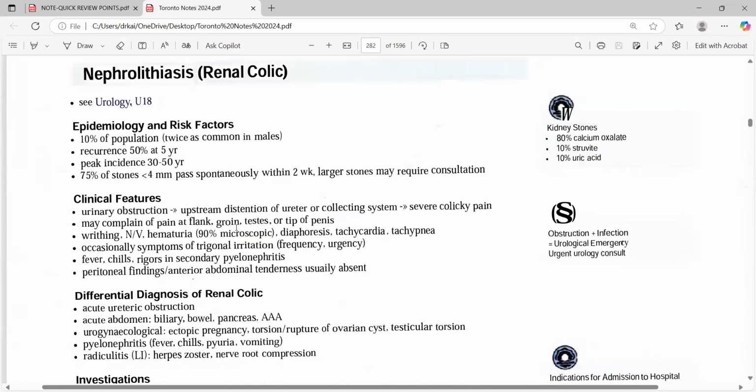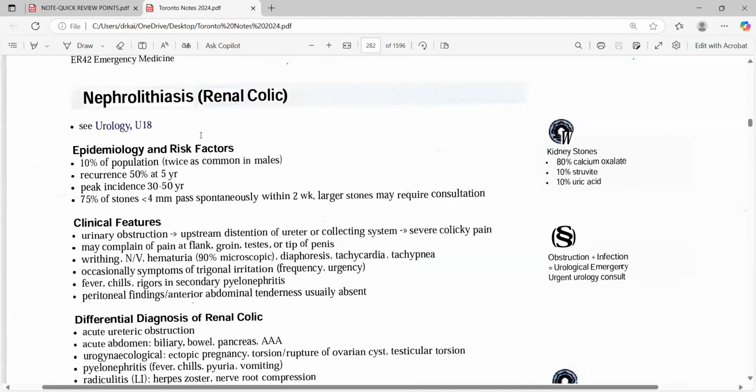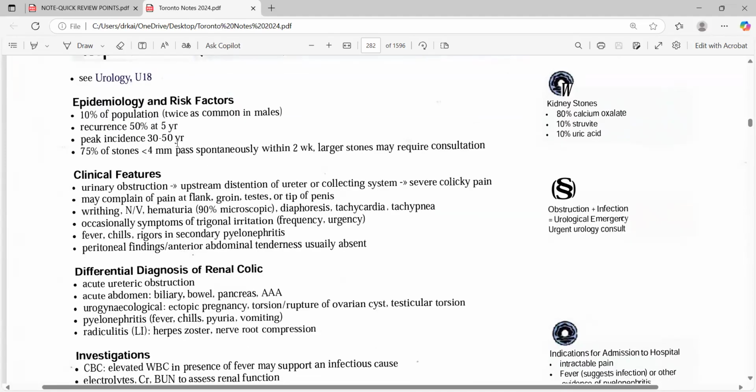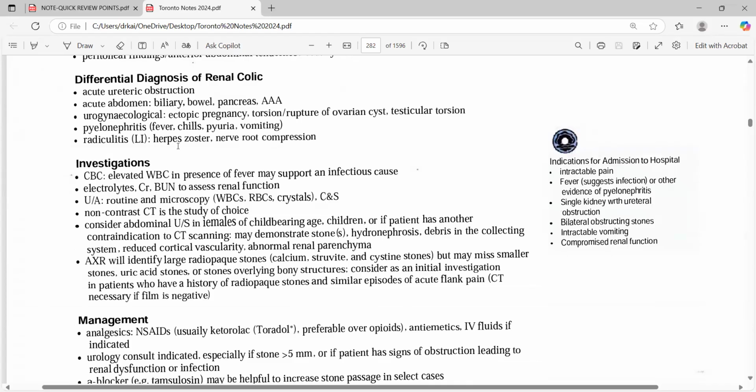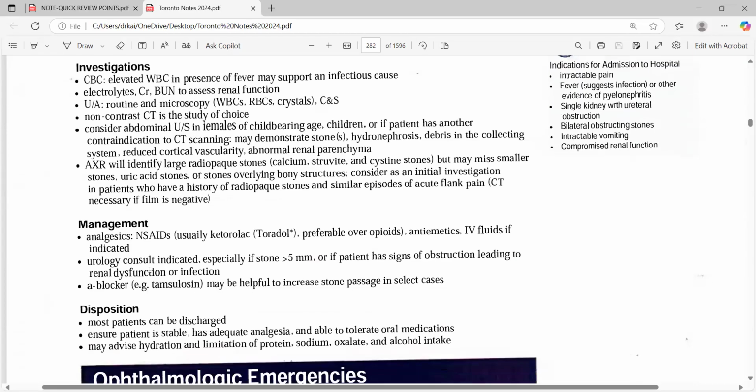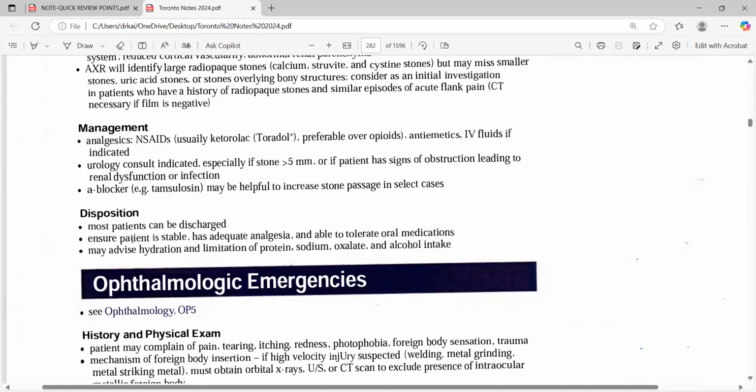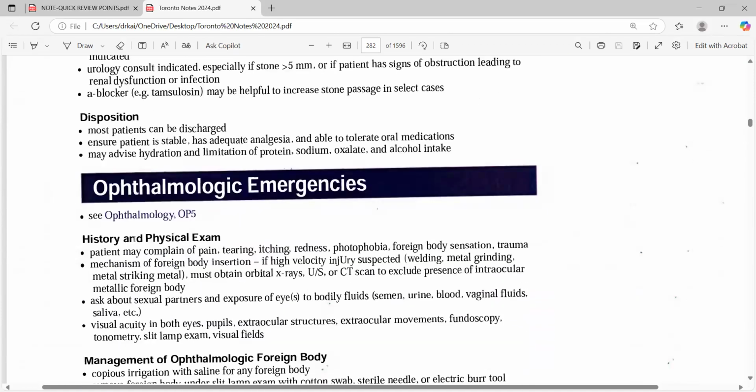Renal stones are important. We will do it from urology. It's written more nicely there. But you can read it from here as well. The management is just NSAIDs anyway. Then ophthalmologic emergencies. We are doing it from here because it's an important topic and we are not doing it from eye anyway. So that's why you have to cover it from here.